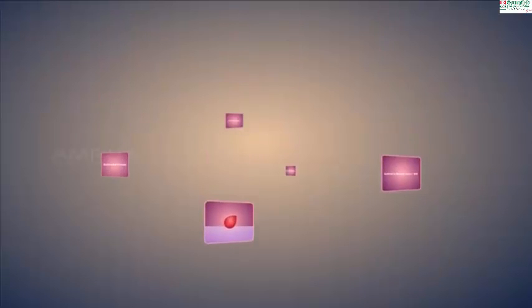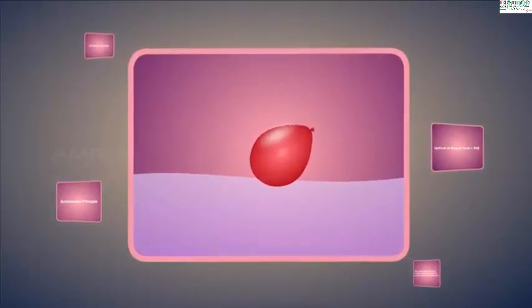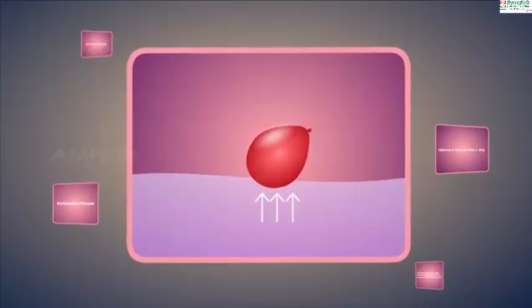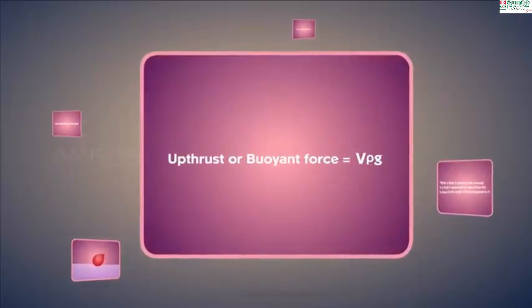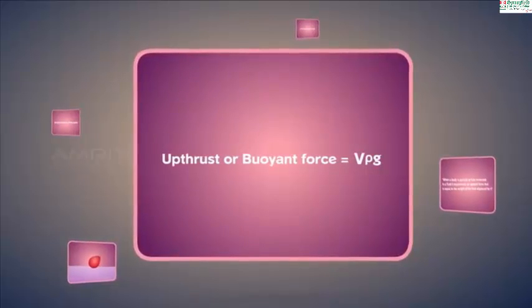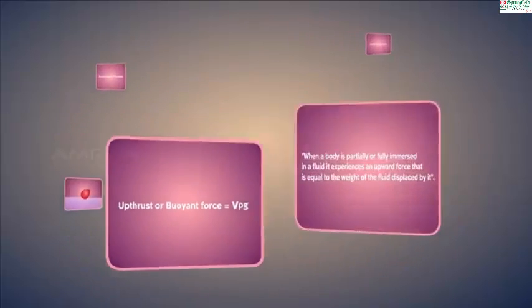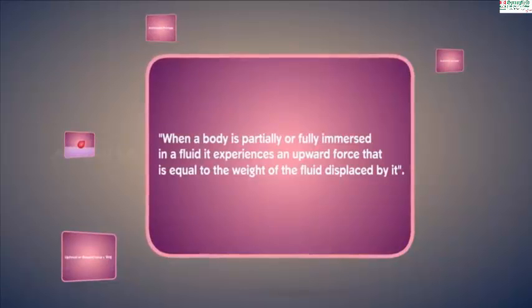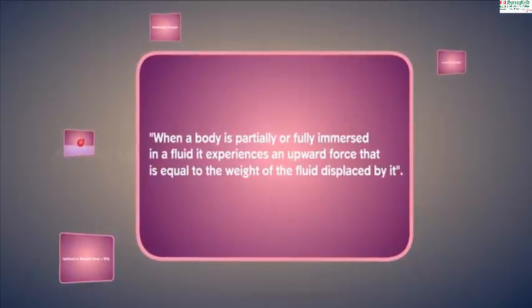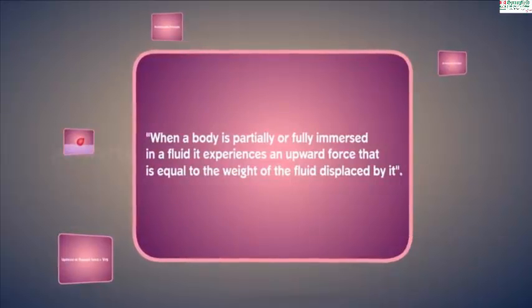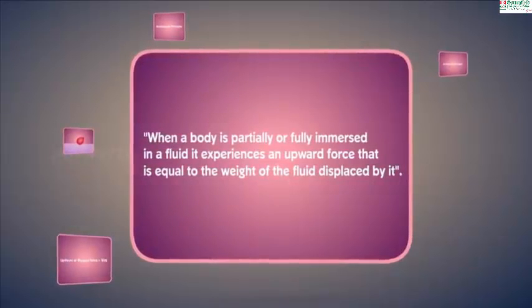Things to remember. The upward force exerted by a fluid is called upthrust or buoyant force. Upthrust or buoyant force equals Vρg. Archimedes' principle states that when a body is partially or fully immersed in a fluid, it experiences an upward force that is equal to the weight of the fluid displaced by it.